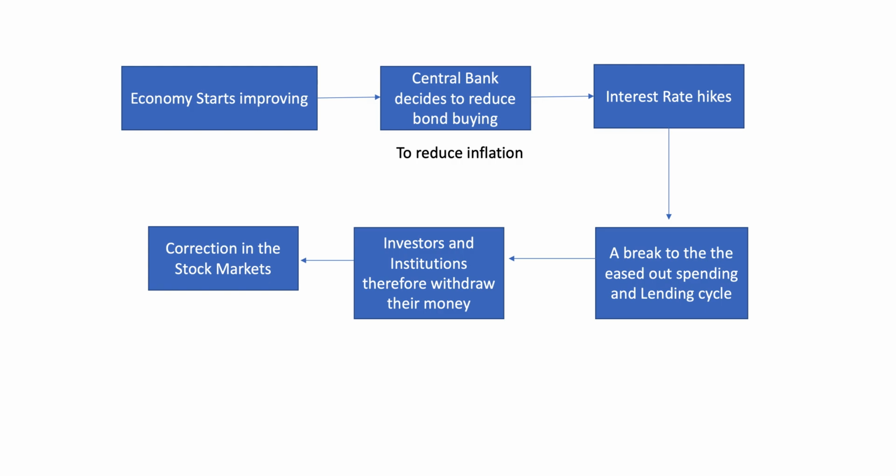People are imagining that things would happen like that this time as well, but the US Fed chairman, Jerome Powell, has already hinted that anything they do will be informed in advance. But still, once the central bank reduces the bond buying, which eventually leads to interest rate hikes, it puts a pause to the eased spending and lending cycle. This causes investors and institutions to withdraw their money from the stock markets, because interest rates rise and lending isn't as easy as before, and that eventually leads to a correction in the stock markets.